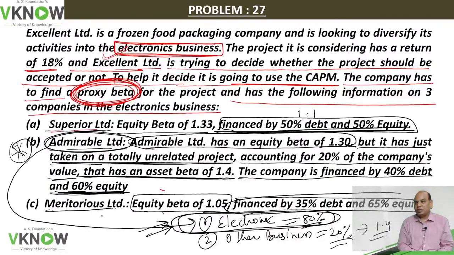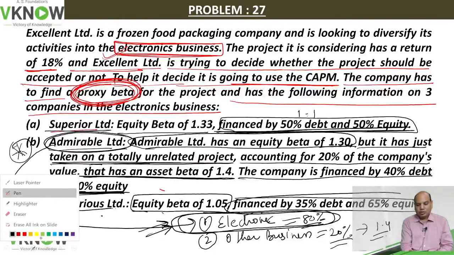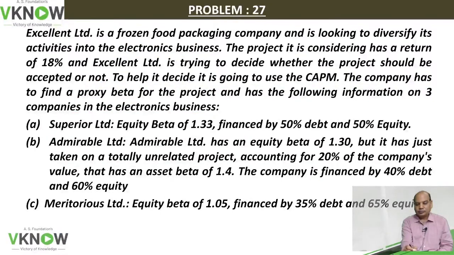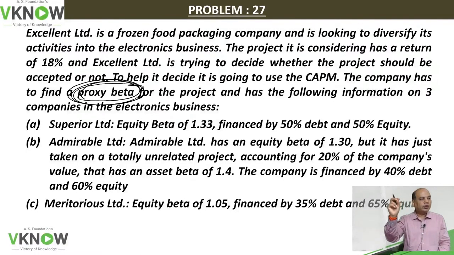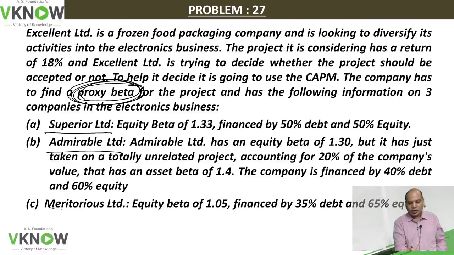So what I have to do, basically the question is to find proxy beta, and using proxy beta we can find out the cost of equity or the cost of capital, which will be required for discounting of the cash flow. But in this question we are not required to discount the cash flow. Our duty is only to find proxy beta. Our task is only to find proxy beta, and for that I will have to use these three companies.